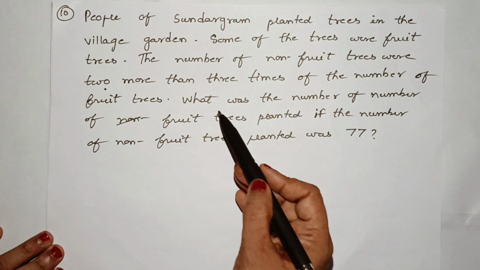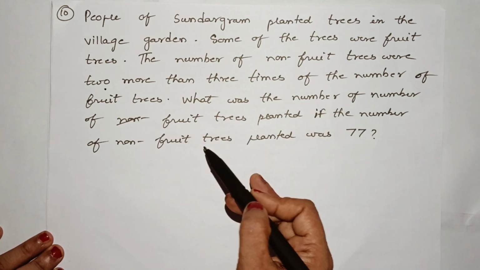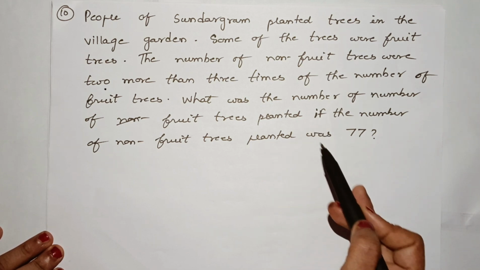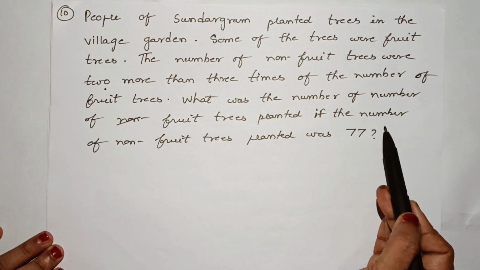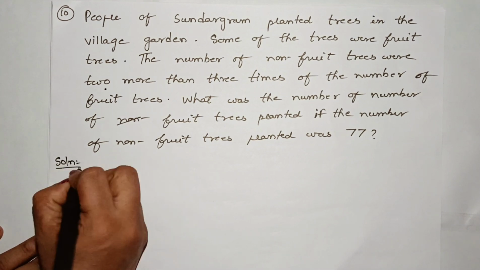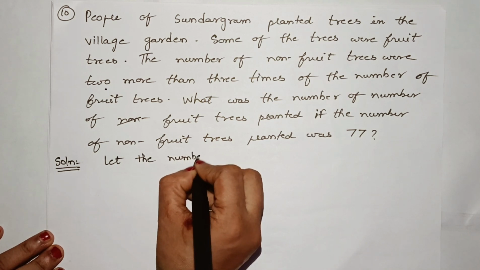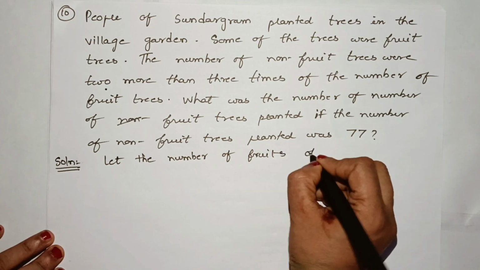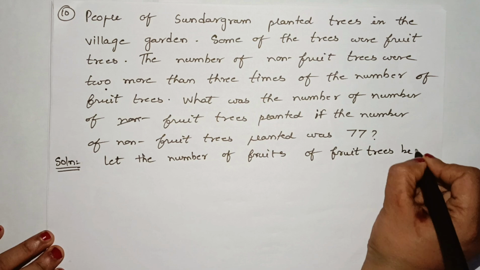Now the question is, what was the number of fruit trees planted if the number of non-fruit trees planted was 77? So this is your second given part. Equate both the expressions, frame an equation, and then get the final answer. Very important. Let's start. Solution. Let the number of fruit trees be x.